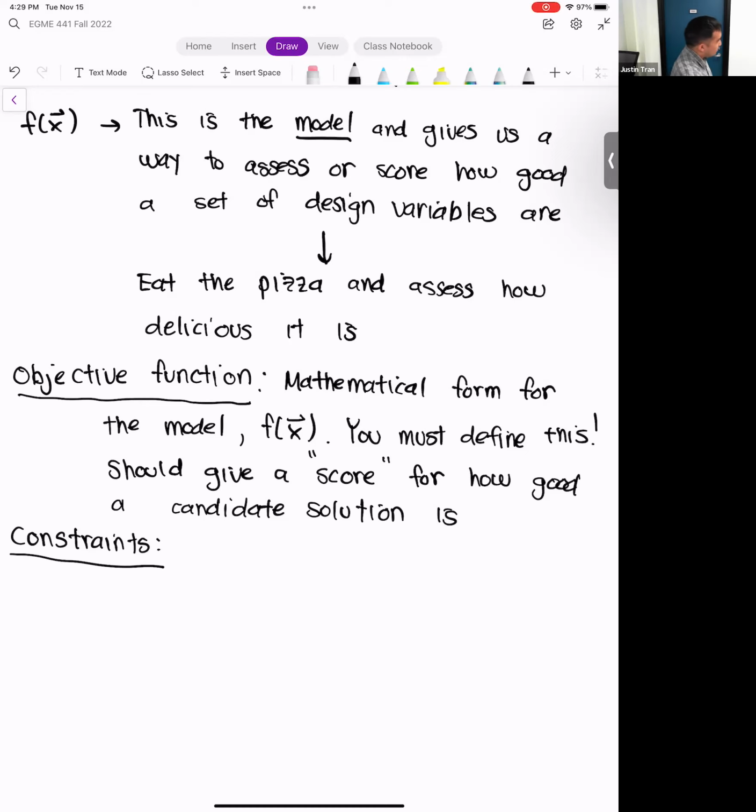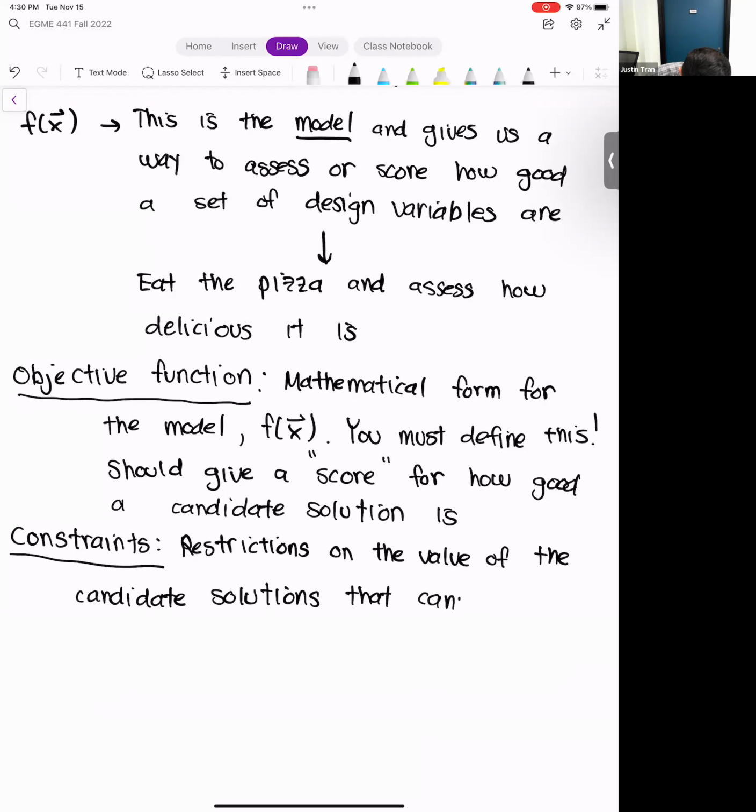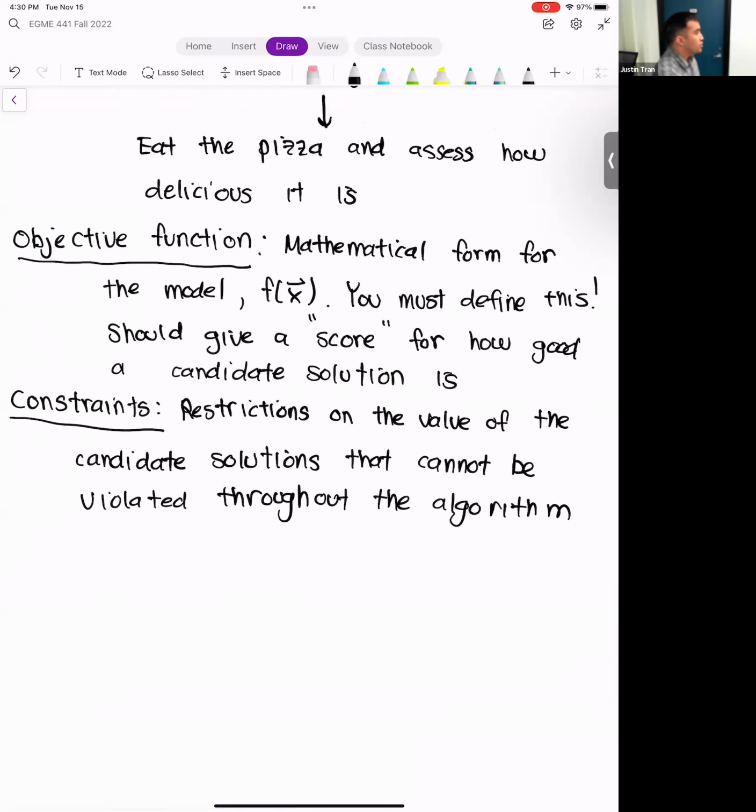Another thing that we have to define is constraints. Constraints are restrictions on particular values of the candidate solutions that can't be violated throughout the algorithm. And so constraints are really important.